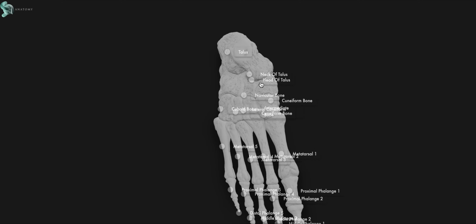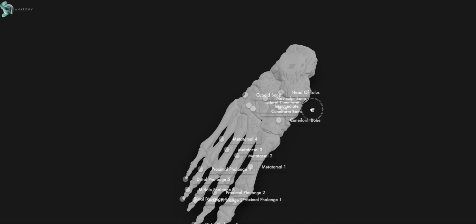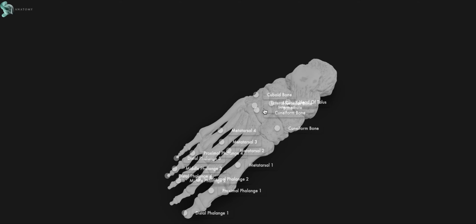Specifically, it lies between the head of the talus bone and the three cuneiform bones. So the next bone I want to discuss is these three cuneiform bones.